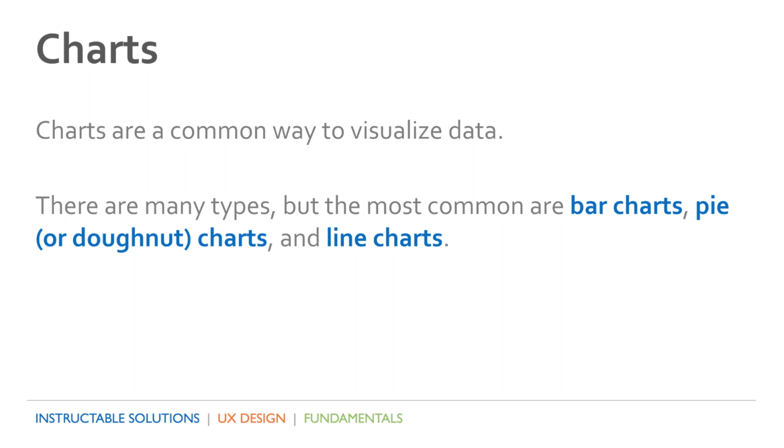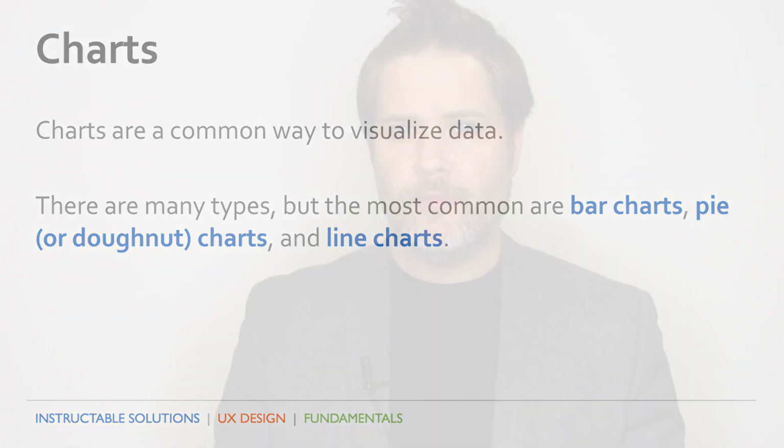There are many types of these charts, but most commonly we see bar charts, pie or donut charts, and line charts. Charts and graphs are things that we were introduced to as children in mathematics, and that data visualization and those points should be quite familiar even from that context. Let's talk a little bit more about these charts.